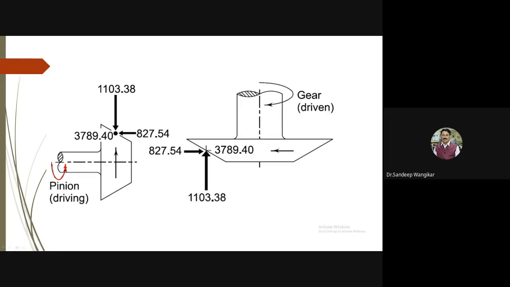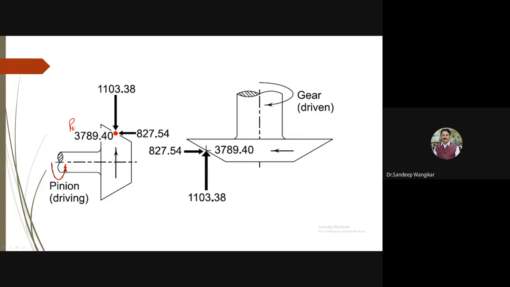PT we cannot show. Yesterday I gave you the idea: PT is perpendicular to the paper, perpendicular to the laptop or mobile, whatever you are using. We cannot show it, therefore it is just one dot, and at that dot the PT value is written. I am highlighting it. The PT value is 3789.40. So this is nothing but your PT.